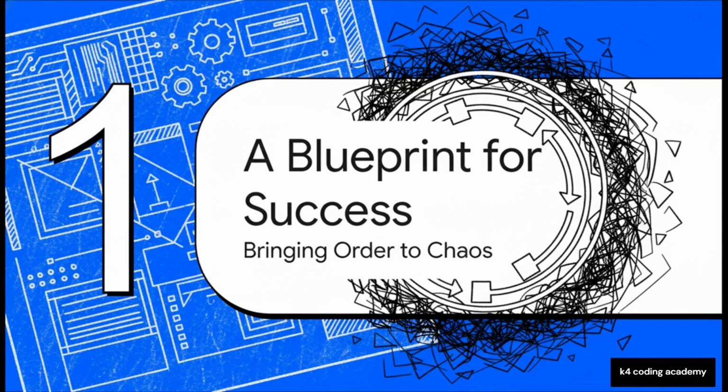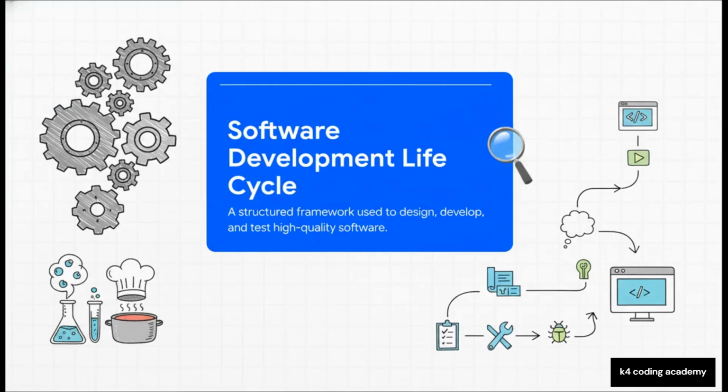Well, you need a plan, a blueprint. And in the software world, that blueprint is called the Software Development Lifecycle, or SDLC for short. It's the framework that's designed to bring order and predictability to what can otherwise be a really complex and, frankly, chaotic process. Okay, so what is it exactly?